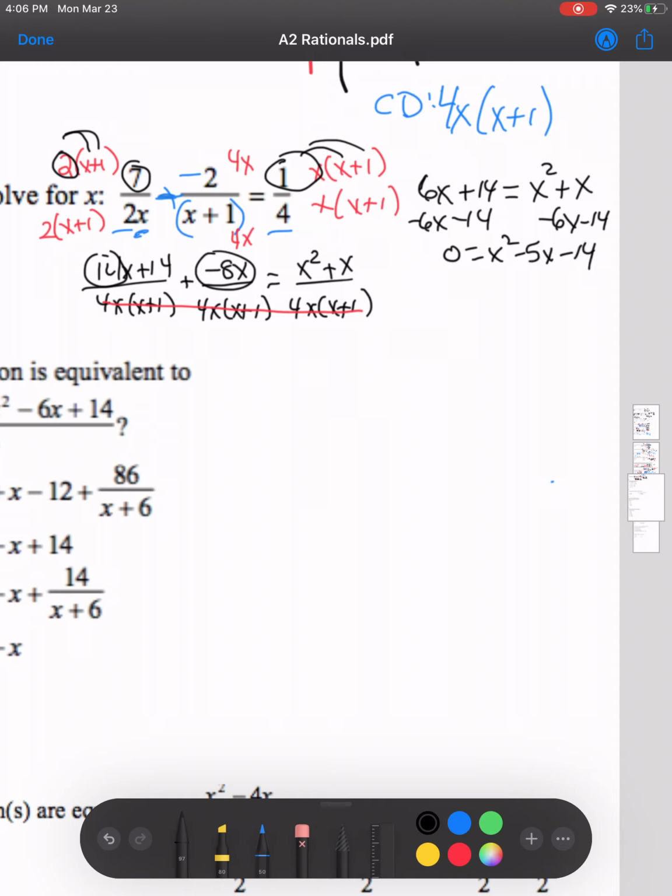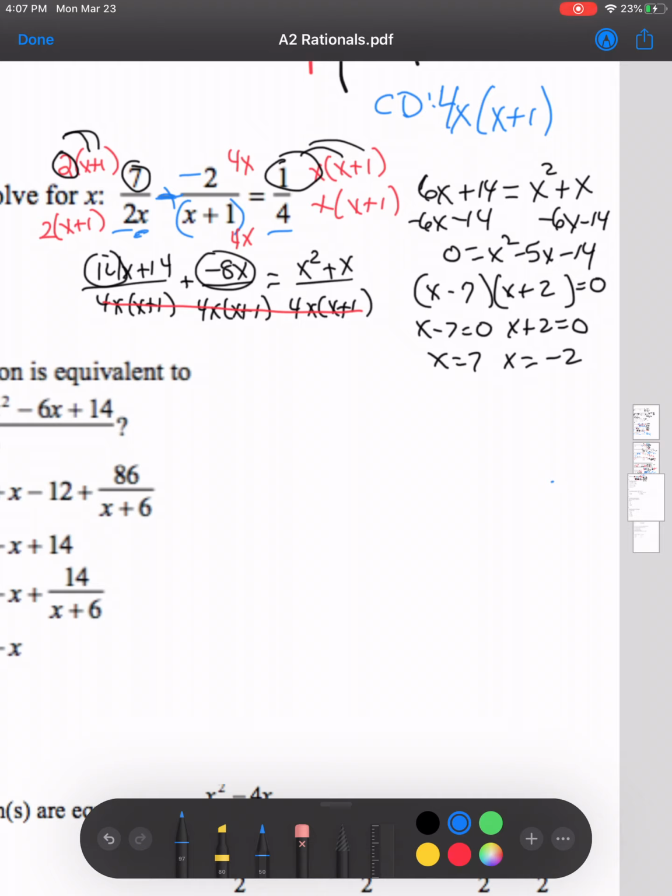Okay, you can do quadratic formula if you want, but I'm going to factor. The two numbers that multiply to negative 14 and add to negative 5 are negative 7 and a positive 2. Set each one equal to 0. X equals 7 and x equals negative 2.